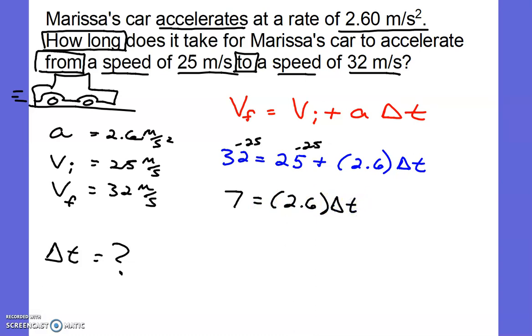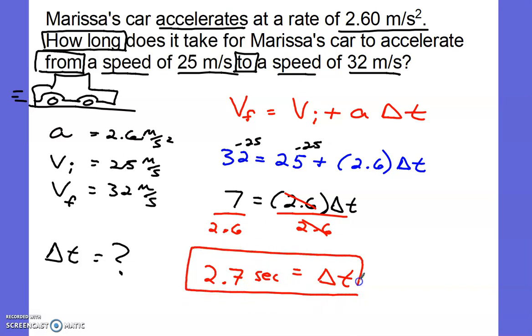The next step is to remove anything multiplied or divided to the variable. Here we have 2.6 multiplied to it. So we're going to get rid of it by dividing by 2.6. The 2.6 cancels out on this side. And on the other side, when we divide, we get 2.7 for an answer. The last thing we need is units. In this case, it's a time, so the units are seconds. We put a box or circle around our answer.